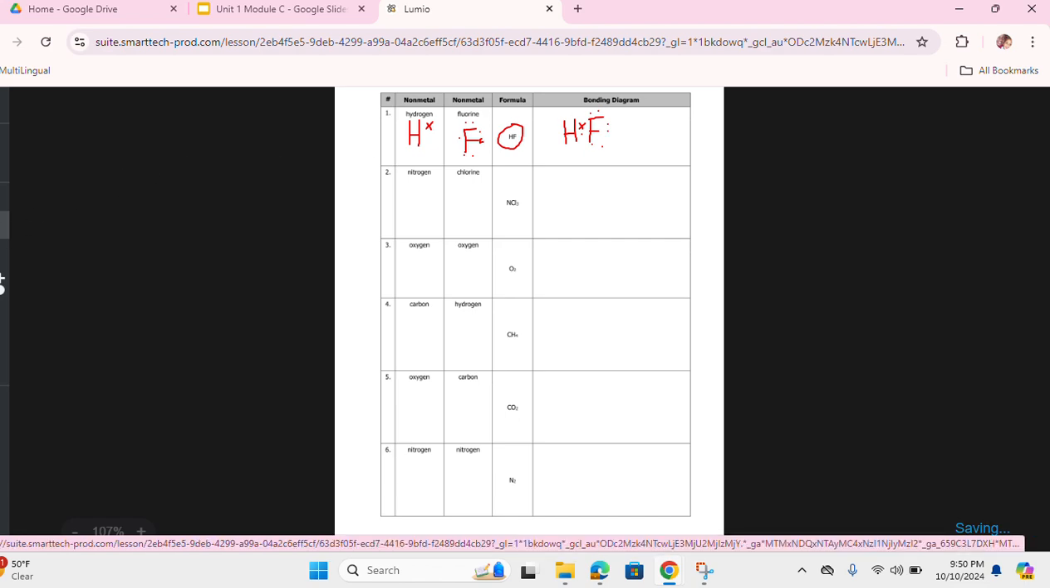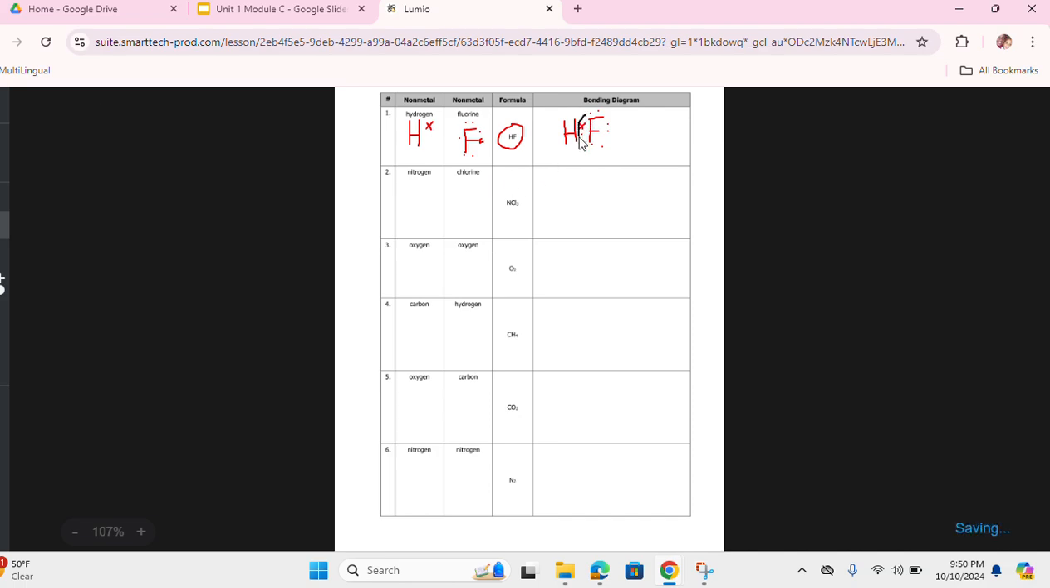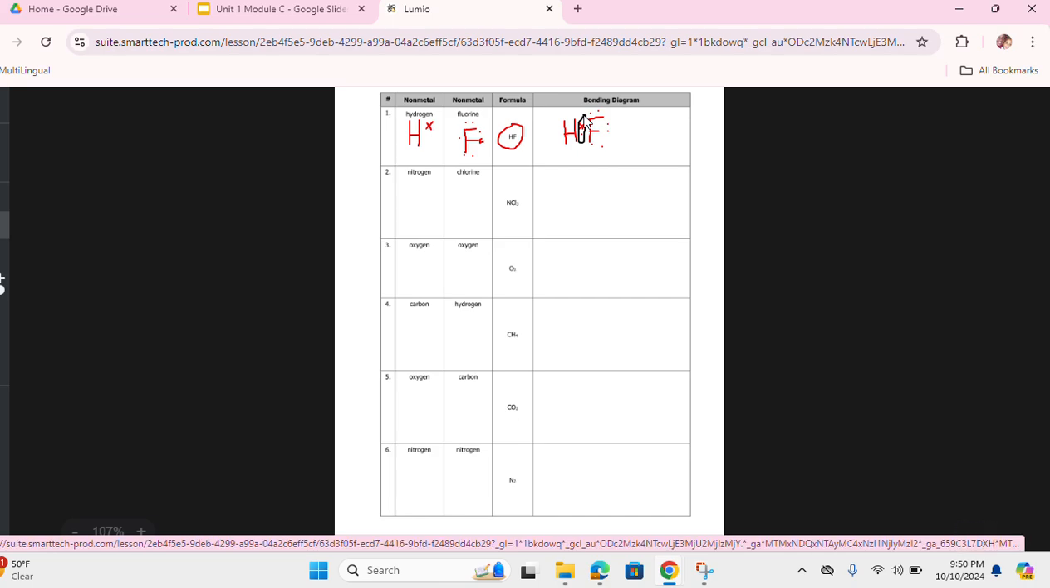There is one exception to the octet rule, or two exceptions actually, and that's hydrogen. Hydrogen only needs two electrons to be stable. Because hydrogen only has one electron, that means it only needs to fill that first valence shell. Remember, the maximum in that first valence shell is 2.